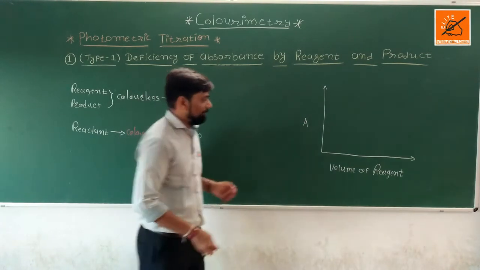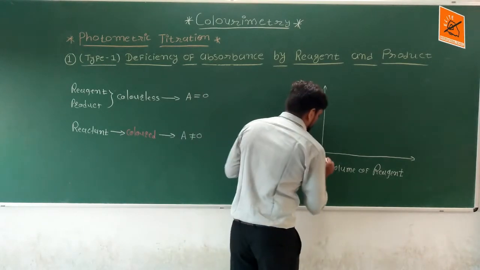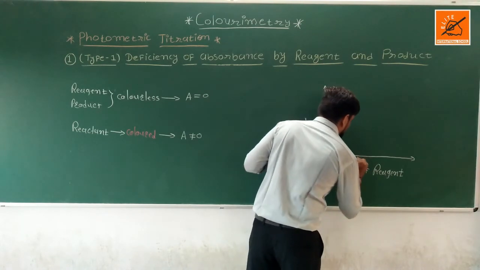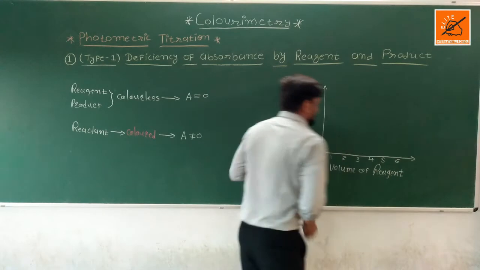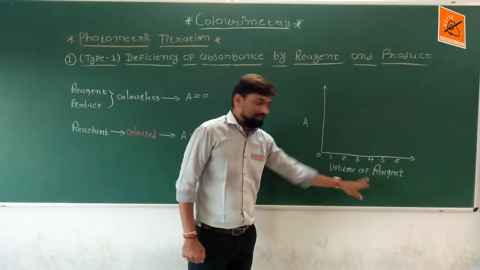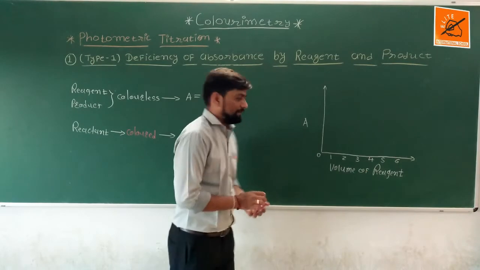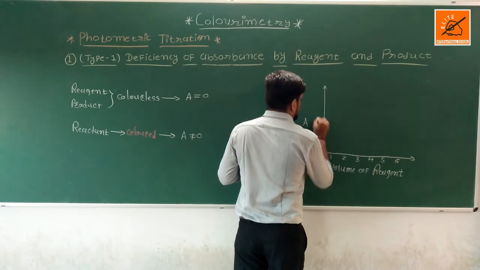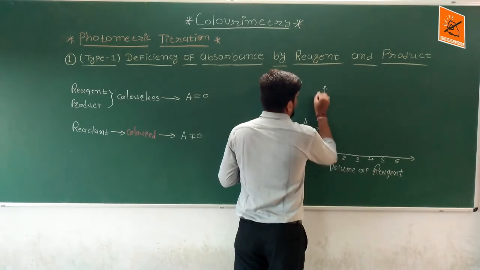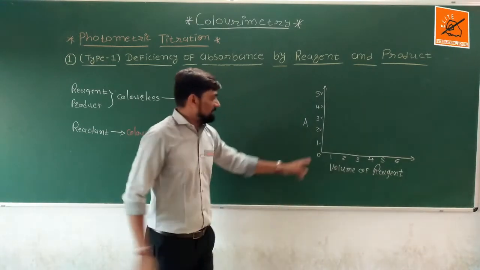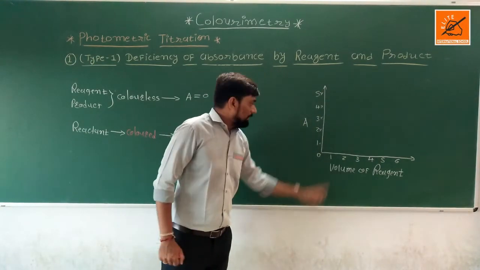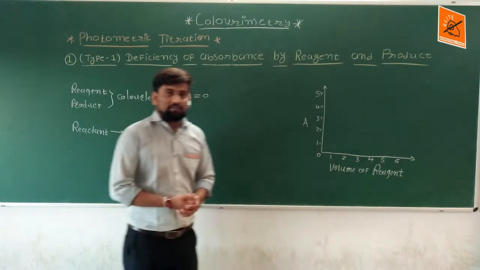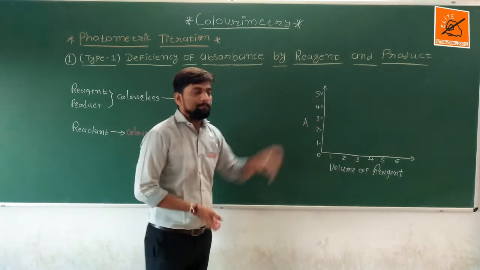For better understanding of this graph, we give the numbers for volume of reagent: 0, 1 ml, 2 ml, 3 ml, 4, 5, 6. This is the ml of reagent. Here we give percentage absorbance: 1%, 2%, 3%, 4%, and 5%. So this is the absorbance value, and this is the volume of reagent.